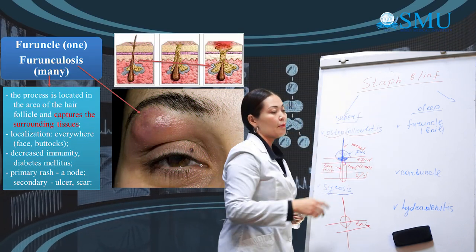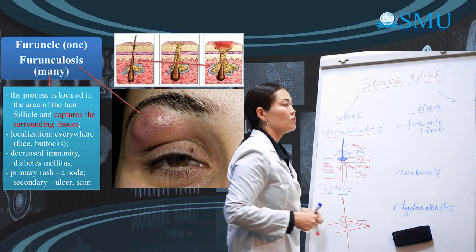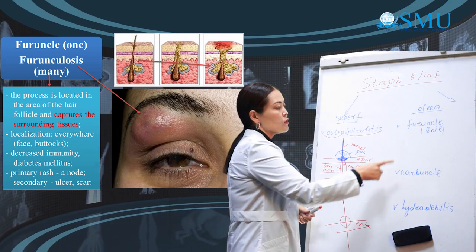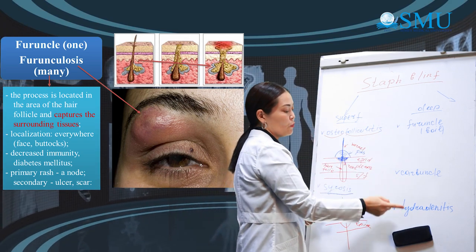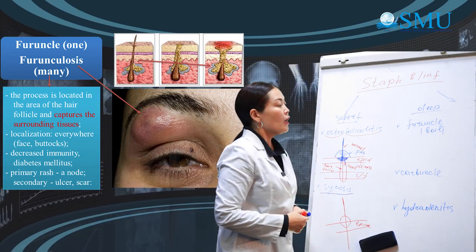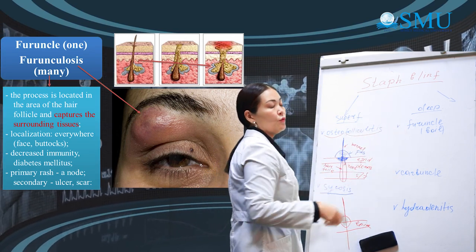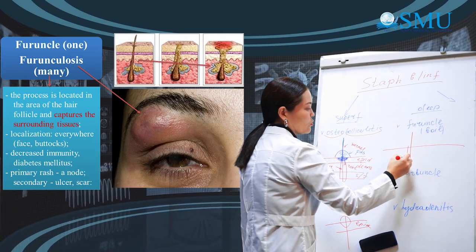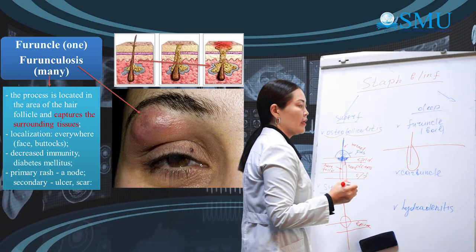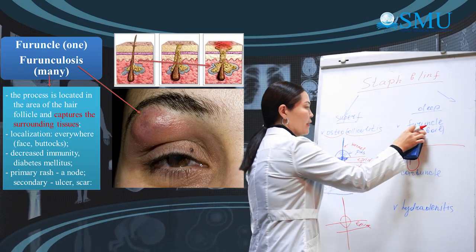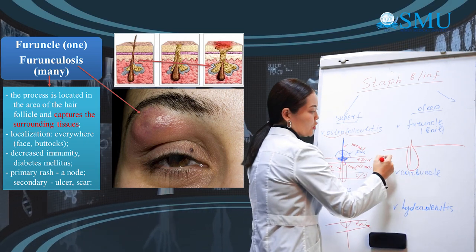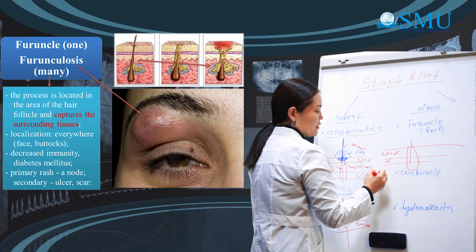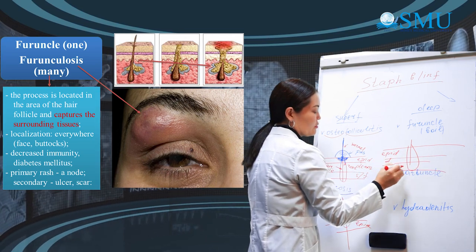The next group of staphylococcal bacterial infection is deep diseases. For this group, we say furuncle, carbuncle, and hidradenitis. So, first of all, we should discuss furuncle. Again, I will draw for you a hair follicle, because the pathological process will mostly be located where a hair follicle is present. In furuncle, the pathological process will be in the epidermis, dermis, and even sometimes touch the subcutaneous fat.